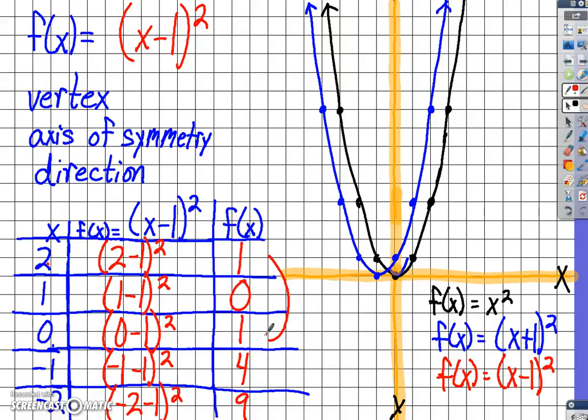So when x is 2, we're at 1. When x is 1, we're at 0. When x is 0, we're back at 1. When x is -1, we're up here at 4. When x is -2, we're up here at 9. So we can see this one, we can see the bend.